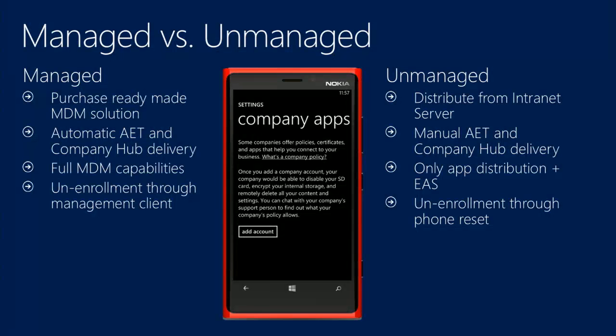For managed, you're also getting unenrollment through the management client. So I'll show you a little bit later here in our demos with Windows Intune, where you can actually go through and take away the device privileges and unenroll it from the MDM, which will make it no longer available to download apps, anything that you already have. With an unmanaged, the unenrollment is through a phone reset. So that's basically the only way to get those apps and that AET off the device.